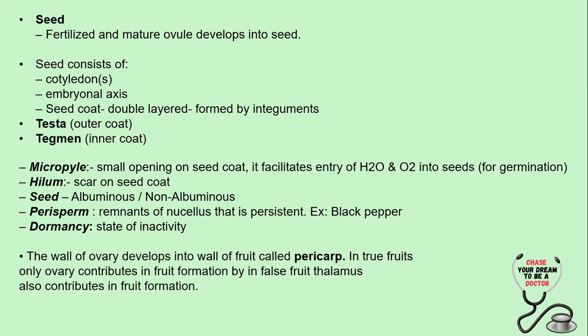Micropyle will remain as a small opening on the seed coat which facilitates the entry of water and oxygen. Hilum is a small scar on the seed coat, and seeds can be albuminous or non-albuminous. What is perisperm? That's very important. It is a remnant of persistent nucellus. Example, black pepper and beet. Dormancy is the term used to indicate the state of inactivity. The wall of the ovary you will call the pericarp.